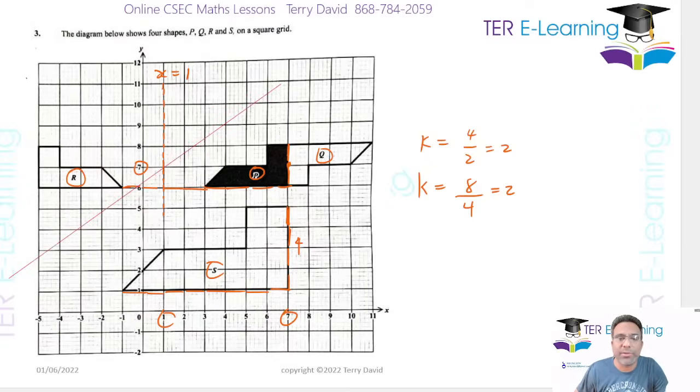Right? So here's what we're going to do. We're going to join, let's say, this point here, and pass it through that point. Now we're going to draw a few lines to figure out where our center of enlargement is.